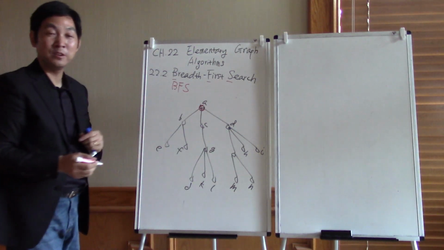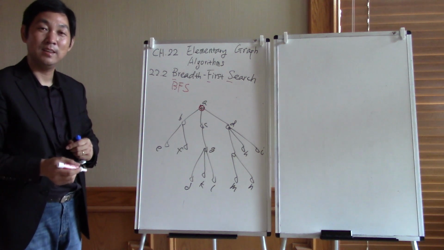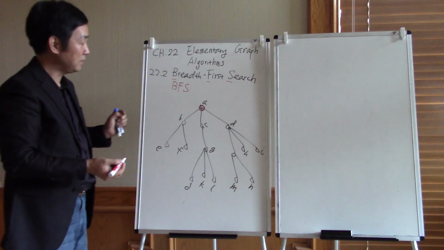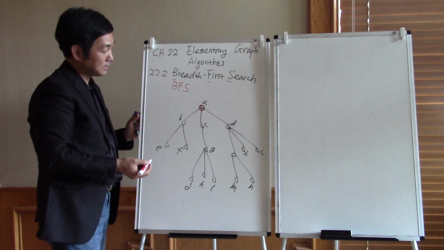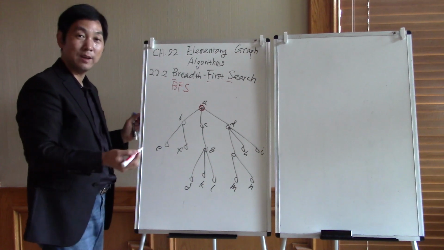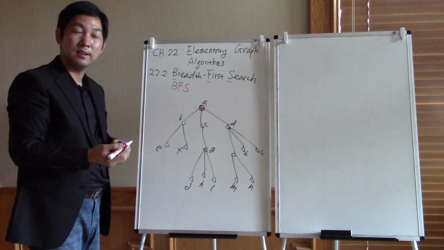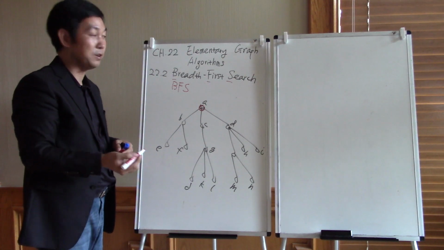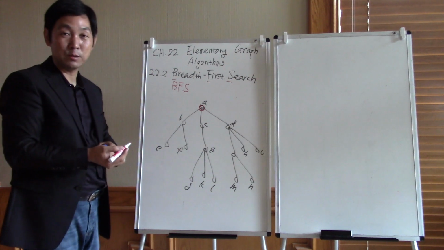So at this moment, we have discovered A. And then what we do next is from A, we discover all its neighbors. Whether you have an adjacency matrix or adjacency list, you can do that. And actually for BFS, having an adjacency list will be really convenient.